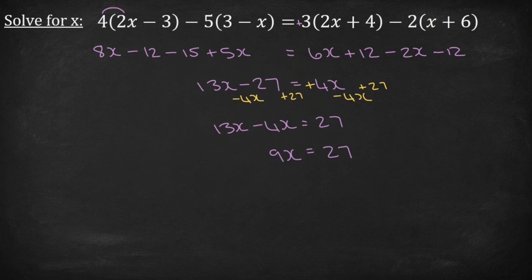But I'm not done yet, because this x is being multiplied by 9. And to get rid of that 9, I have to do the inverse operation. That means I have to divide by 9. And what I do on the one side, I have to do on the other side. So that leaves us with x equals 3, because 27 divided by 9 is 3. And that is the final answer.